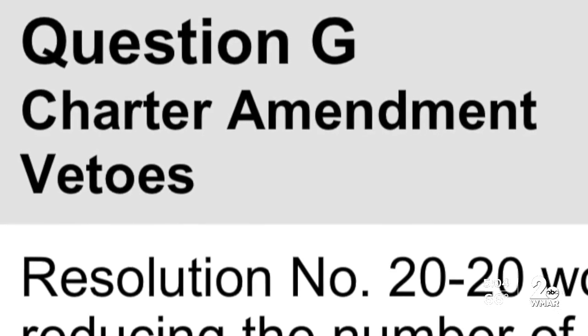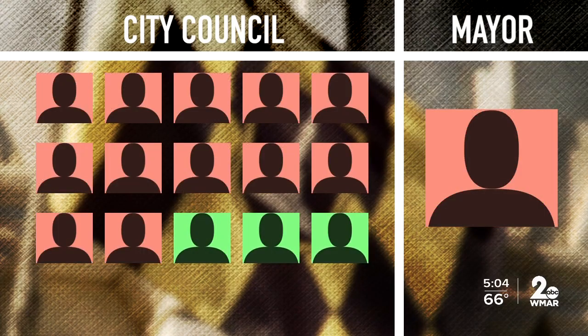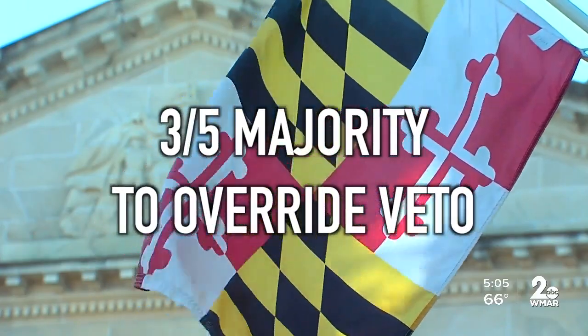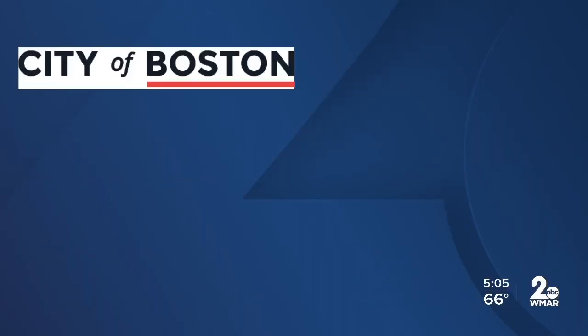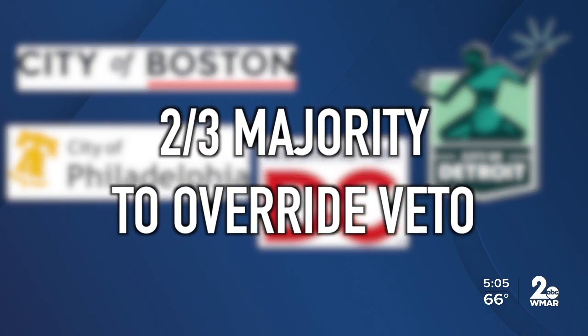Councilman Bill Henry sponsored the legislation. Right now, 3/4 or 12 council members are needed to override a mayor's veto. He wants that reduced to 2/3 or 10 votes. Any real city, we could not find one that required as high of a threshold as 3/4. The Maryland General Assembly requires 3/5. In Boston, Detroit, Philadelphia, and D.C., it takes 2/3 majority vote.